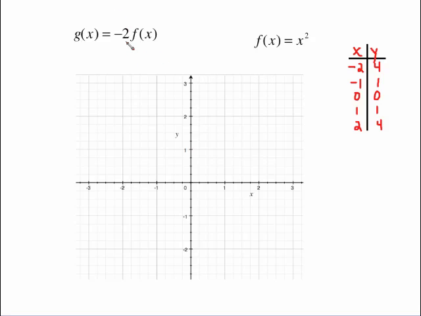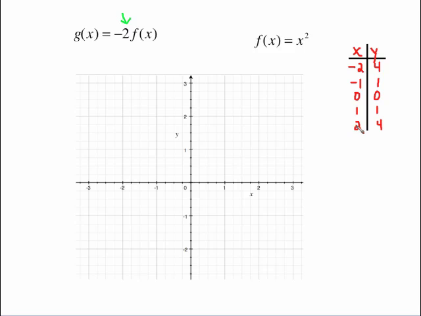So, does it make any difference if this number is a negative? No, we're still multiplying by -2. Now this original function is f of x equals x squared, so I have to have an idea of what my original parabola looks like. We know this is going to be a curve, but I've got to get it in the right place.